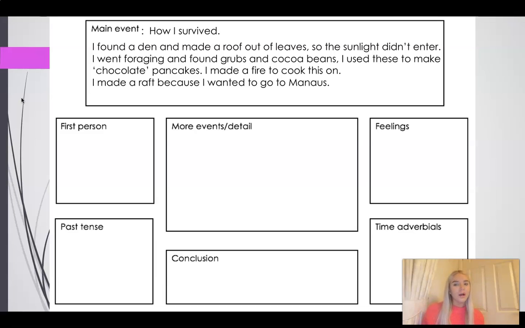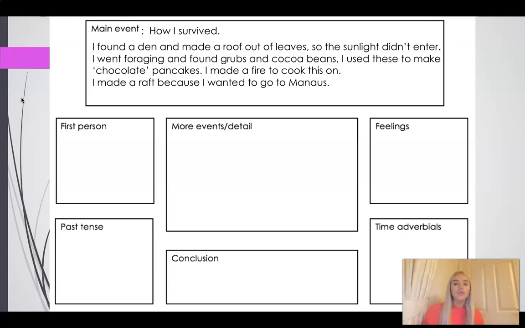I've said my first way, I found a den and made a roof out of leaves, so the sunlight didn't enter. The second way I survived, I went foraging and found grubs and cocoa beans. I used these to make chocolate pancakes. I made a fire to cook this on. And the third way that I survived, I made a raft because I wanted to go to Manaus.